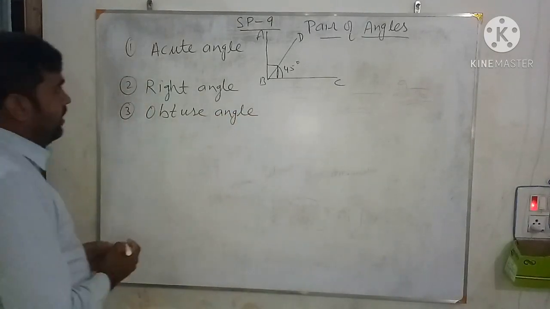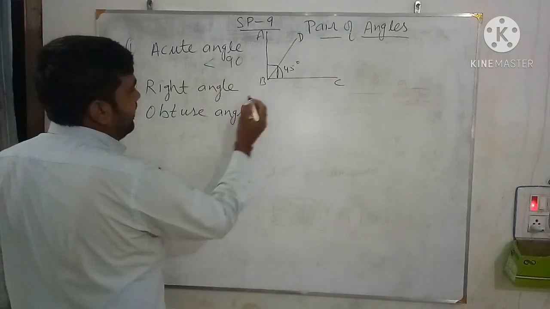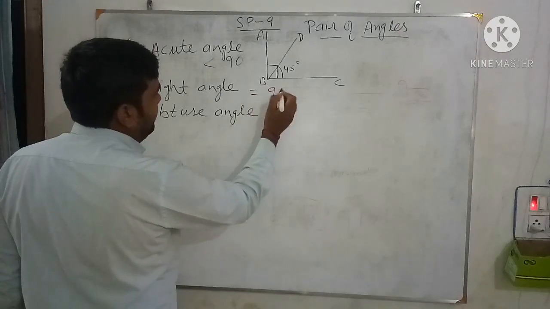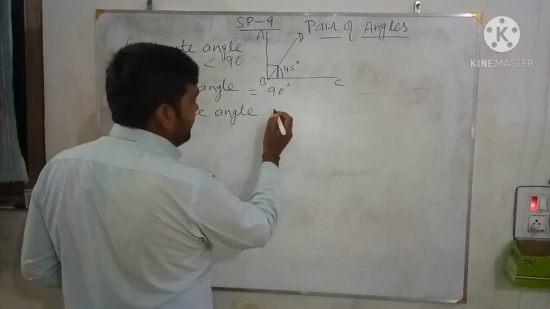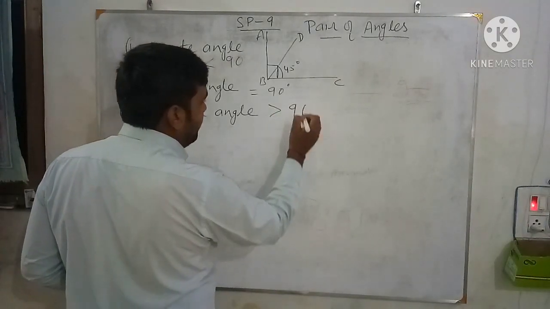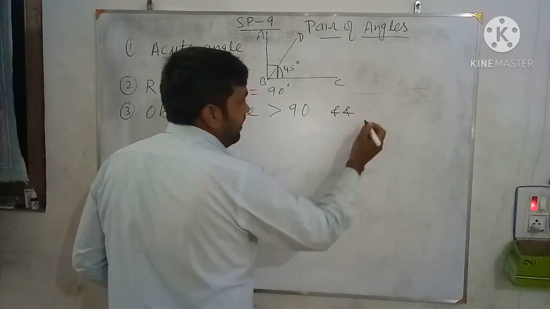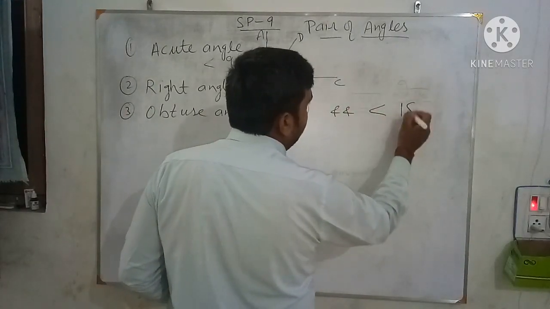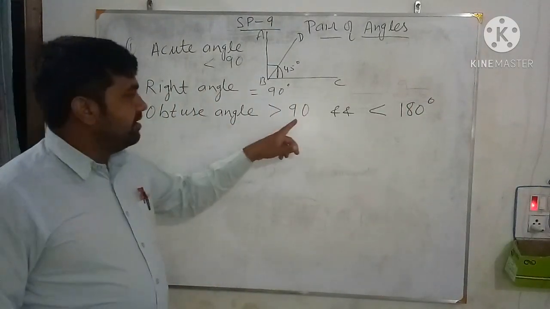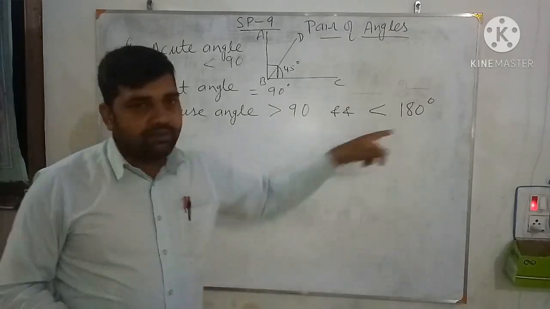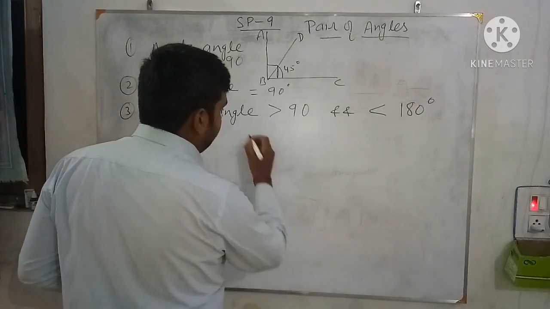So acute angle is less than 90 degree. Right angle is exactly 90 degree, and obtuse angle is greater than 90 degree and less than 180 degree. So an angle whose measurement is more than 90 degree and less than 180 degree is called the obtuse angle. See how we draw the obtuse angle.